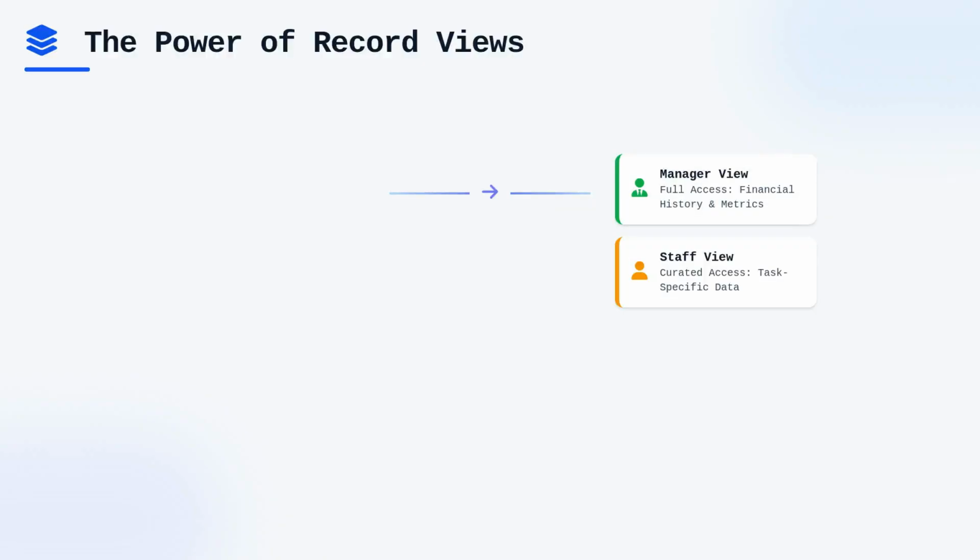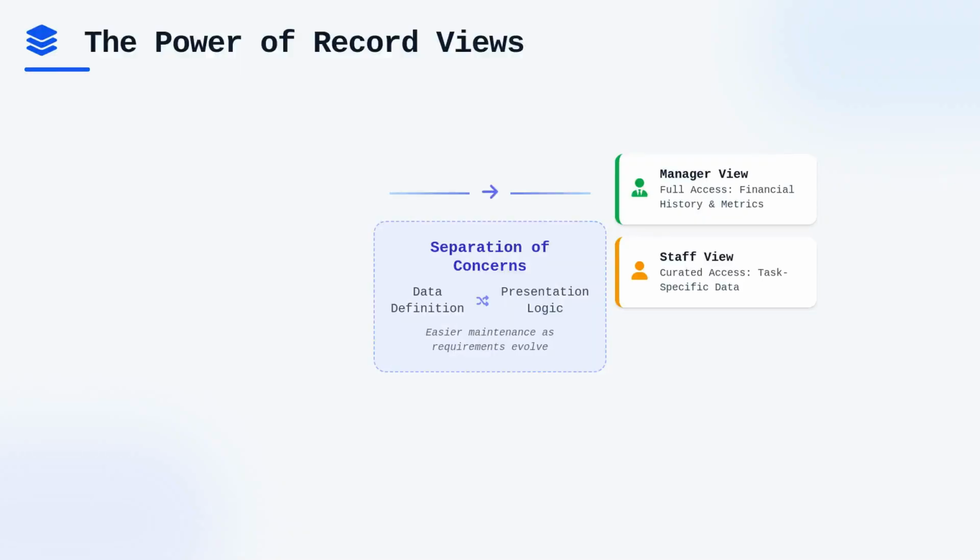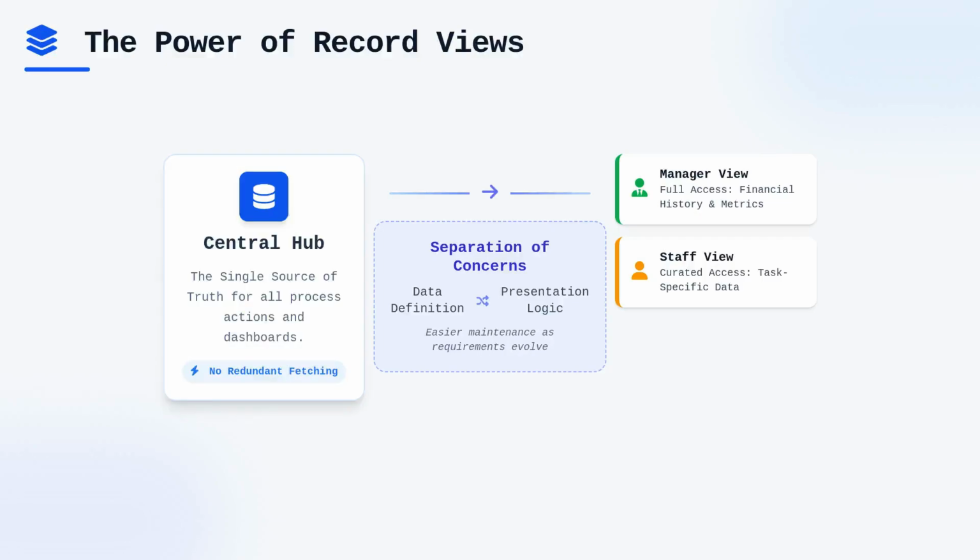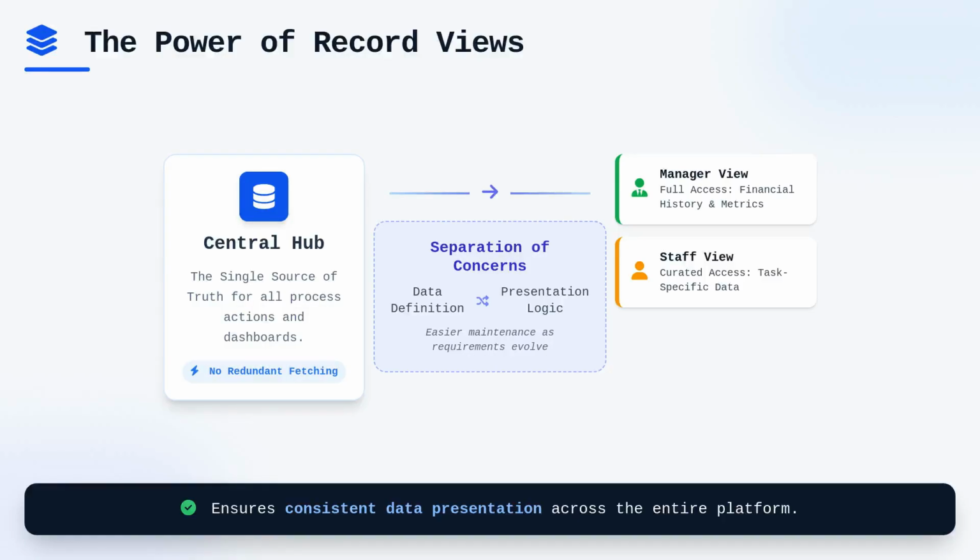By utilizing the record interface, you keep the presentation logic separate from the data definition, which makes maintenance significantly easier as requirements evolve over time. You should treat the record as the central hub of your application, ensuring that all related process actions and dashboards can easily reference it without redundant data fetching logic. This centralized approach not only streamlines development, but also ensures that the data presented remains consistent across the entire platform.